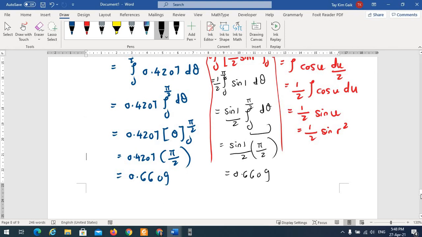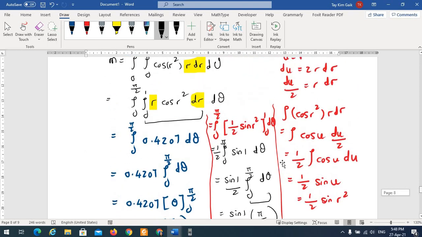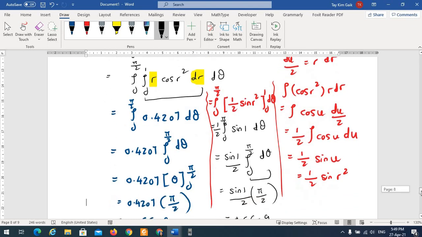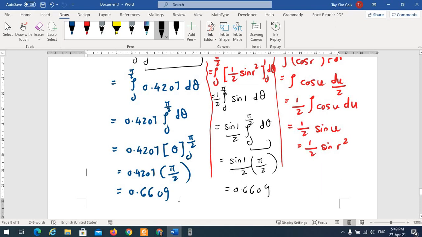I'll show you both techniques. This one, in case you don't know how to integrate and the limit is constant, then you make use of your calculator. So you get the answer 0.4207. This is constant, factor out. Lastly, you integrate 1 d theta from 0 to pi over 2. You get the answer pi over 2. So this is the last answer. This is using the substitution technique.